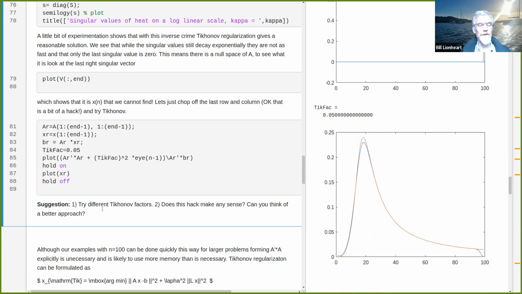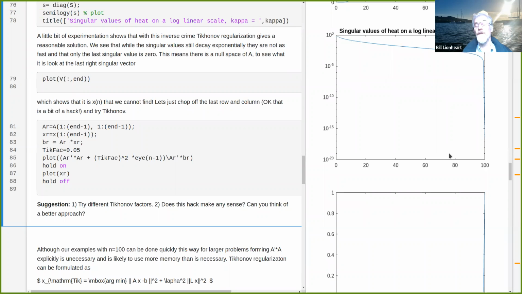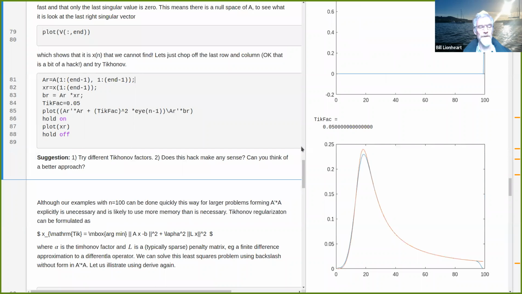Okay, so I encourage you to try different Tikhonov factors and also maybe think a little bit about this hack. Obviously, if you see one singular vector with singular value 0, it's worth looking at both the V's and the U's to see what's going on, because that's a component that you can't find in the solution and a component you won't get in the data, right? So perhaps rethink the problem suitably.